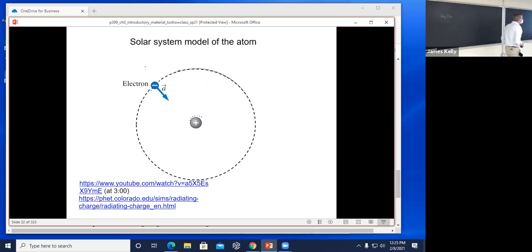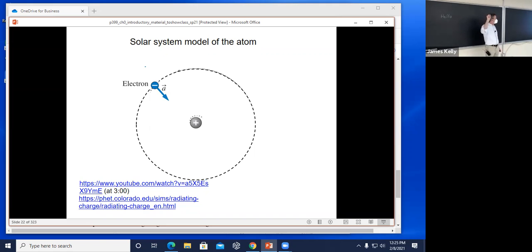So the hope is we have some solar system model of the atom. Hopefully you talked about this in modern physics. There's a problem with that. And what is the problem? It's always emitting electromagnetic radiation.